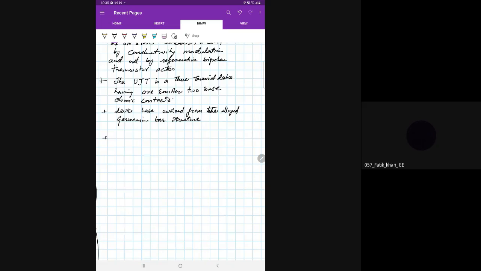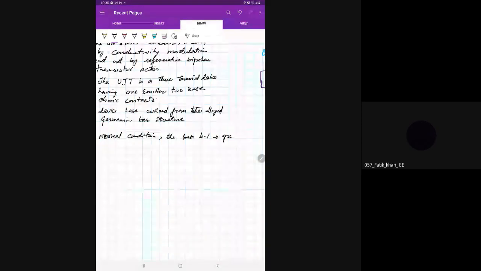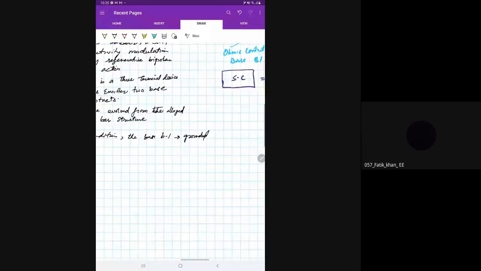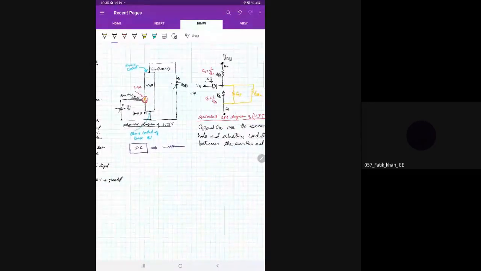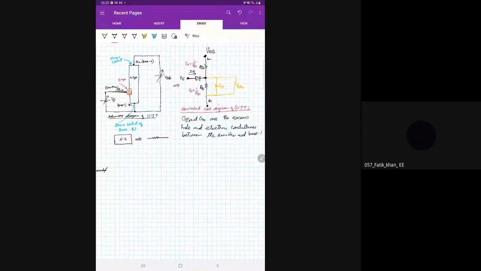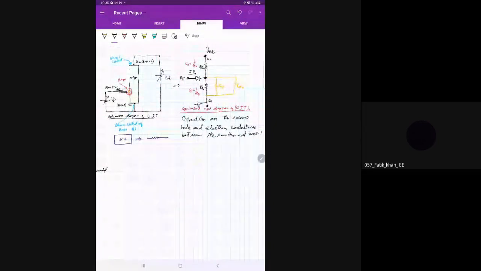Now see, in normal condition, the base B1 terminal is grounded. Normally base B1 is the lower terminal. Base B1 means lower terminal. It is generally grounded, so you can mark this as a ground. We can ground B1.